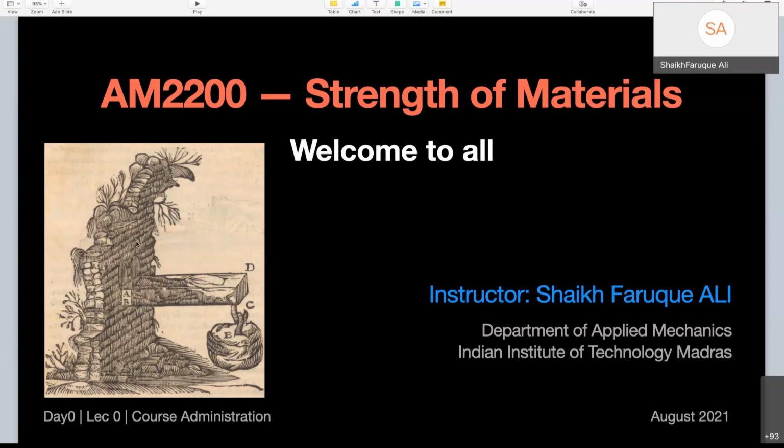One of the pictures here is taken from a book on strength of materials. It's supposed to be an experiment that was done hundreds and hundreds of years ago, on how they used to do experiments on cantilever beams. The subject, strength of materials, or mechanics itself, is very, very old, possibly one of the oldest subjects in engineering and sciences.